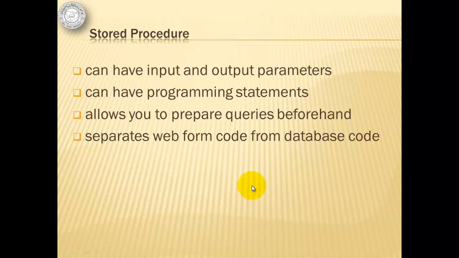This is part 27 in this series and is entitled Stored Procedure in ASP.NET 4.5 using C#. A stored procedure is just like a regular method. It can have input and output parameters. It can have programming statements. It allows you to prepare queries beforehand, but its advantage is that it separates web form code from database code.